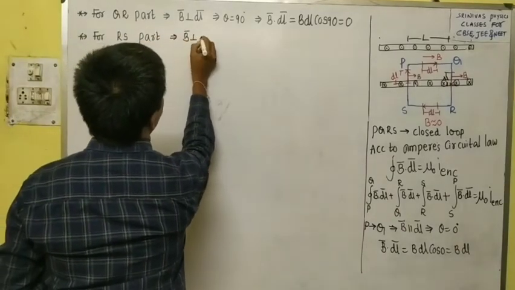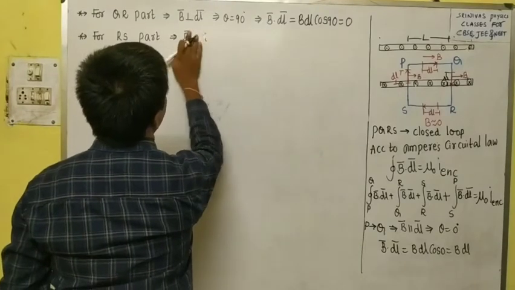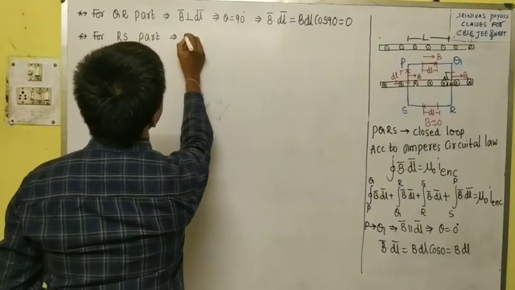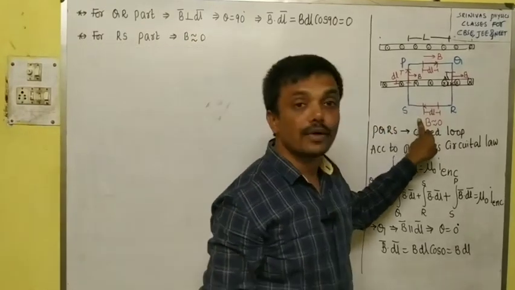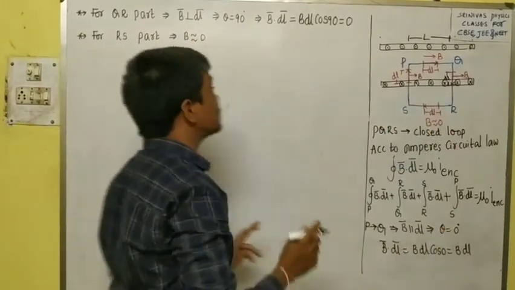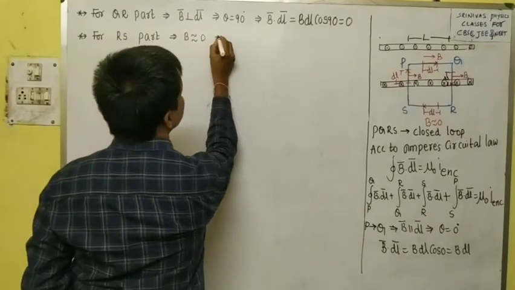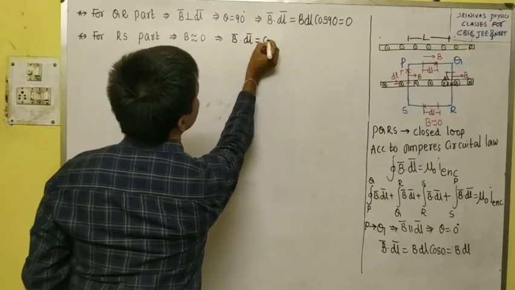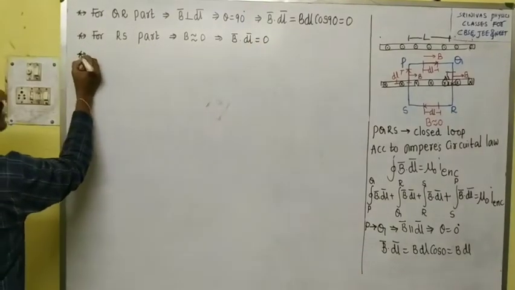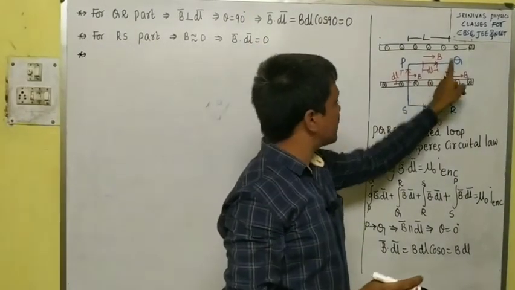B bar is not perpendicular to dL bar here, but B is nearly 0 outside of the solenoid. The B value is very small. Then we write B bar dot dL bar as again 0. RS is completed.